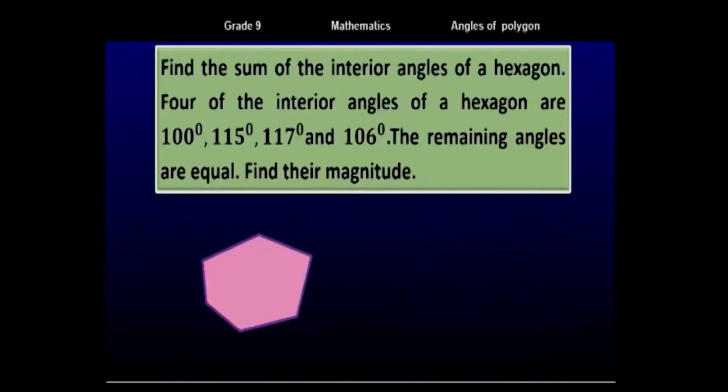Then we talk about the second question. Look at that. Find the remaining angles of a hexagon. 4 of the interior angles of a hexagon are 100, 115, 117 and 106. The remaining angles are equal. Find their magnitudes. Look at the question. There is a hexagon. The number of angles is equal to 6. And also the 4 angles are given. We have to find the remaining angles.